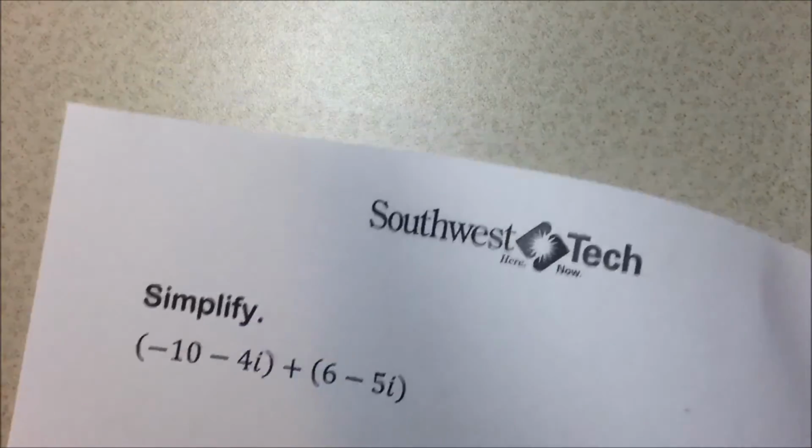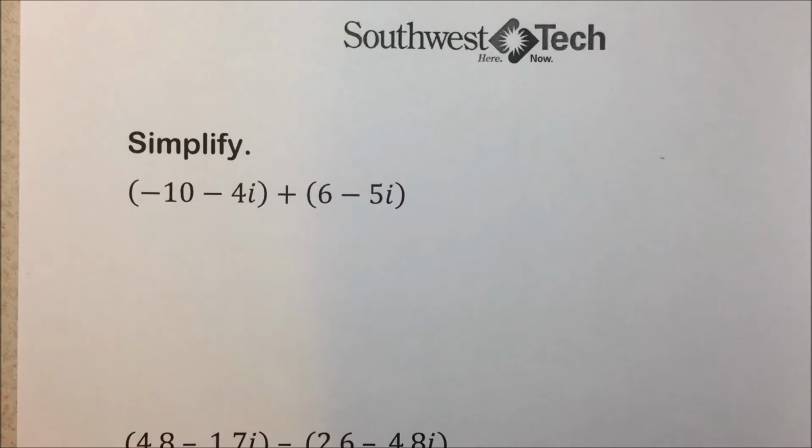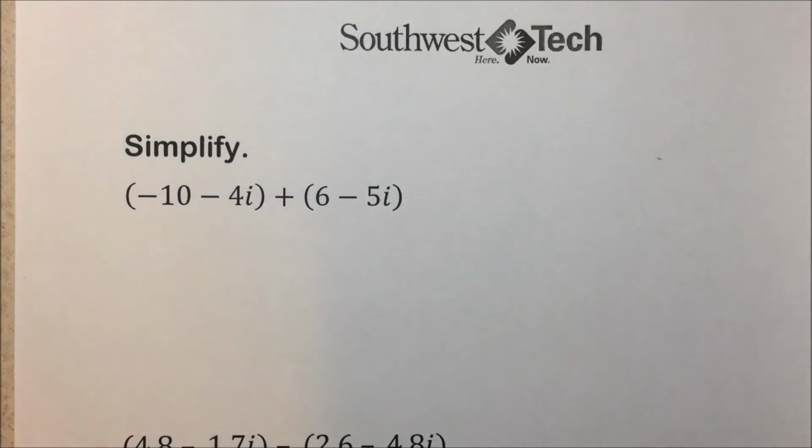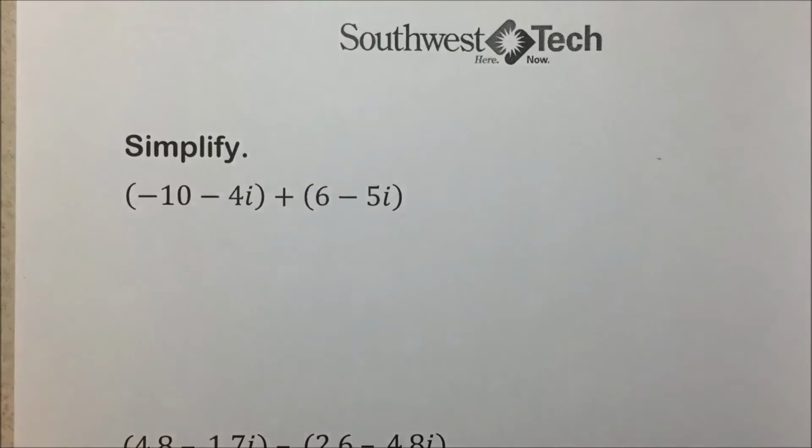We also can add and subtract complex numbers, and you can think of these just like we do binomials. It is customary to write the results in the form of a plus bi. So in this first example, they're asking us to simplify this. It's addition, so parentheses have no effect. We are going to combine the like terms.